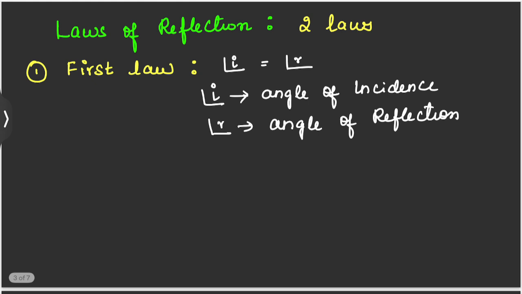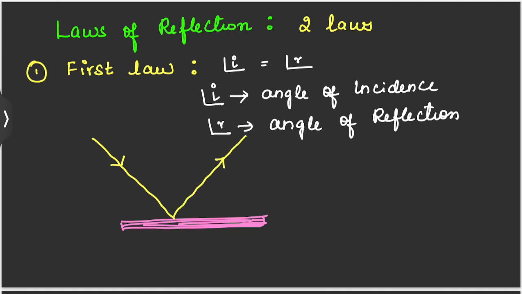So what is the meaning of this? Suppose here we are keeping an object like this. So this is the object we have placed. Now there is a light ray which comes and hits like this. It is coming like this and hitting the object like this. Once it hits, it will bounce back like this.